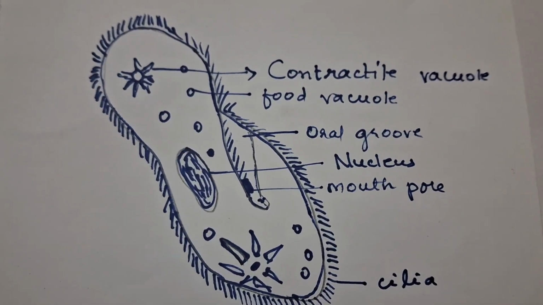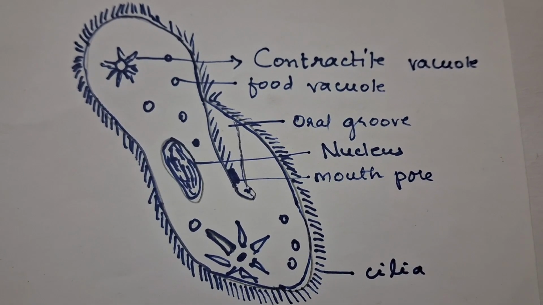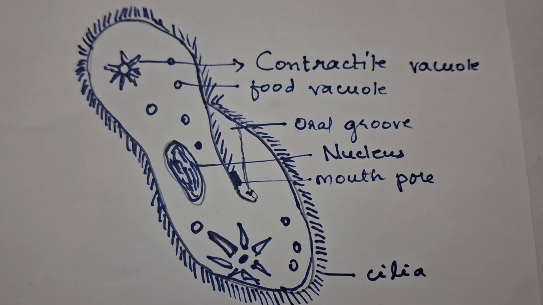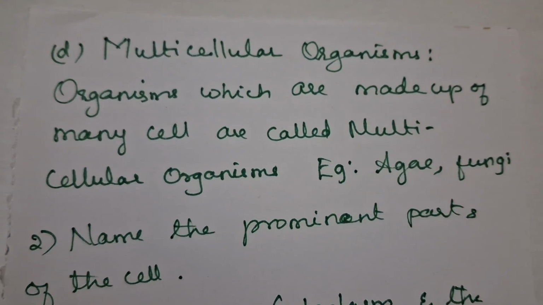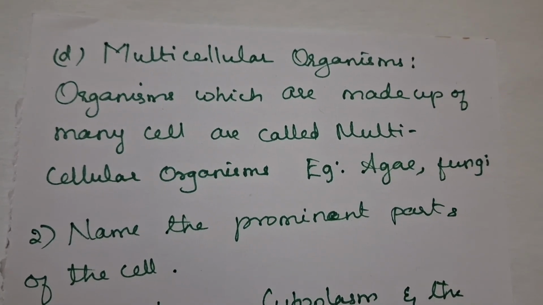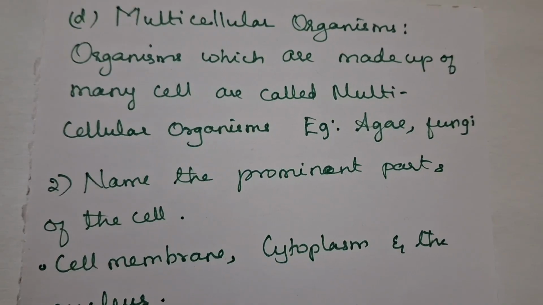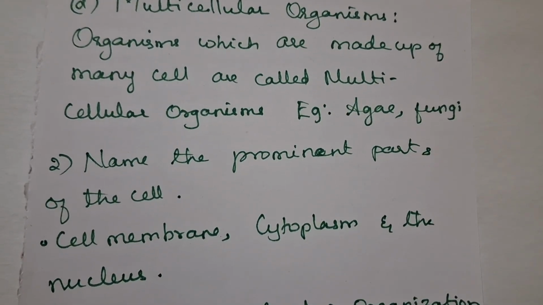Paramecium. It's a slipper-shaped, unicellular organism. It moves with the help of cilia. Multicellular organism. Organisms which are made up of many cells are called multicellular organisms. Example, algae, fungi. Name the prominent parts of the cell: membrane, cytoplasm and nucleus.